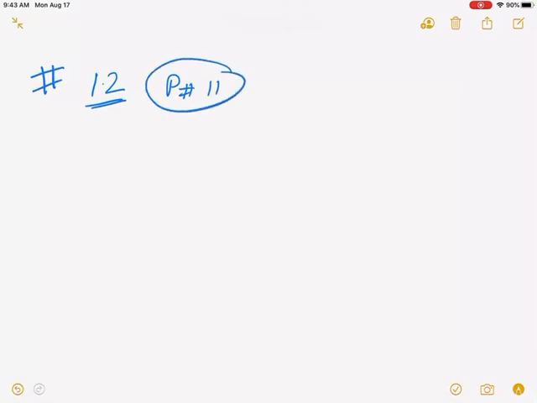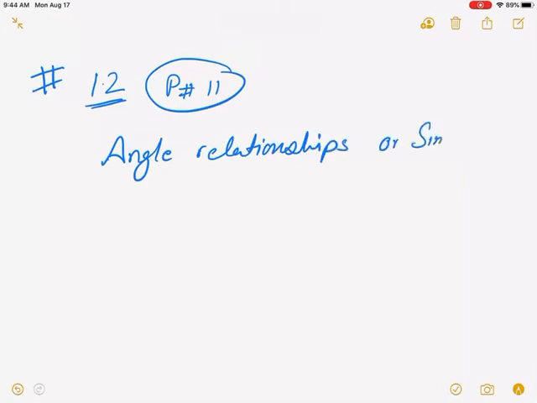Okay. So in this section we're going to be learning about all different types of angle relationships, and a few examples on similar triangles. So similar triangles. I'll start off with angle relationships.